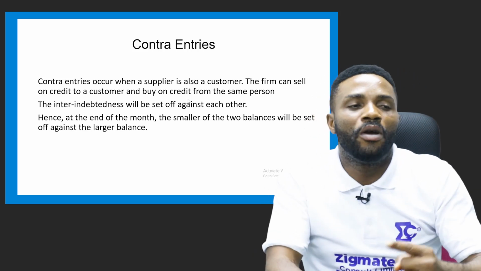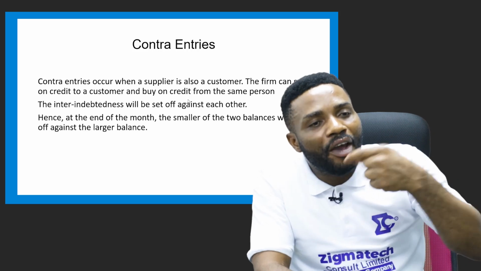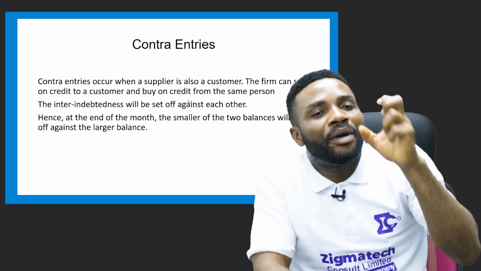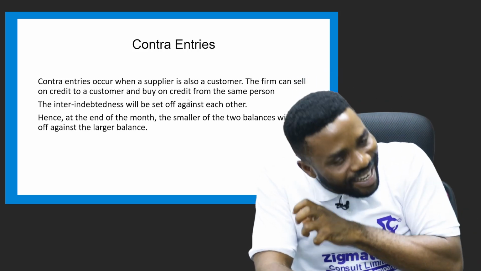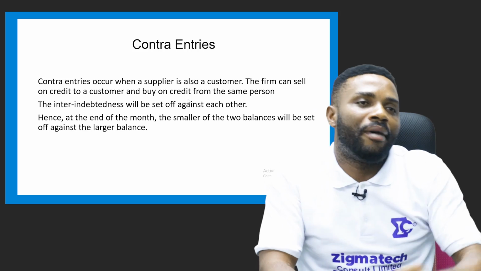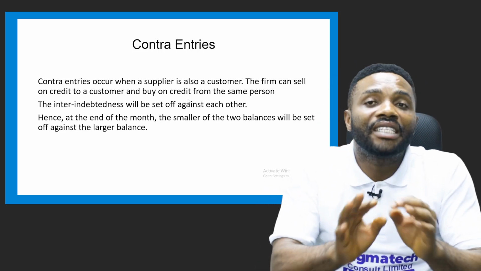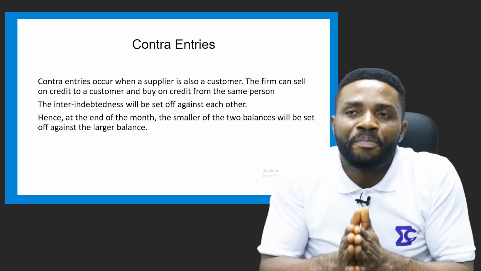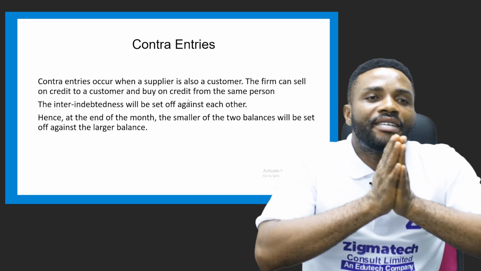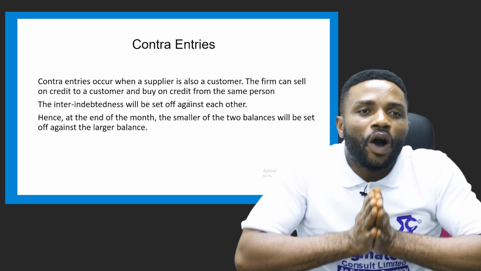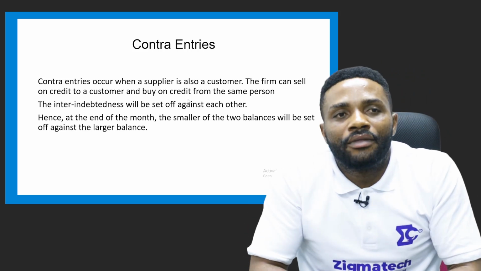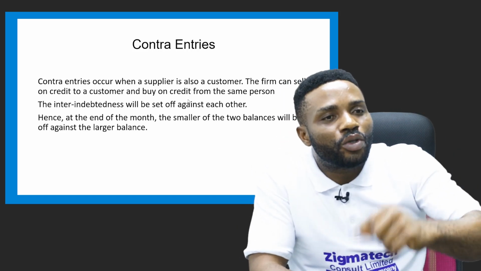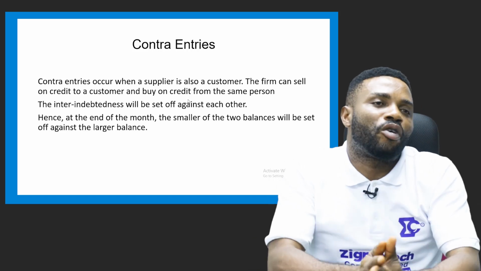So by extension, whenever Mr. Peterson wants to pay us our money, any amount he's going to pay us, he's going to subtract 200,000 from that amount. That's how it's going to be. So that's the concept of contra entry. The concept of contra entry is when your debtor becomes your creditor. Your debtor is also your creditor, and your creditor is also your debtor. That's the concept of contra entry.